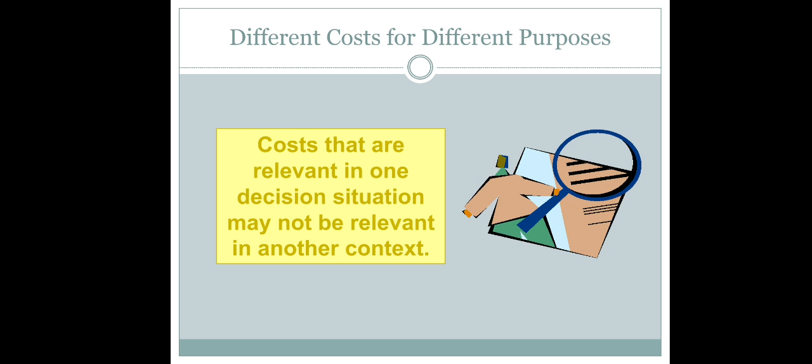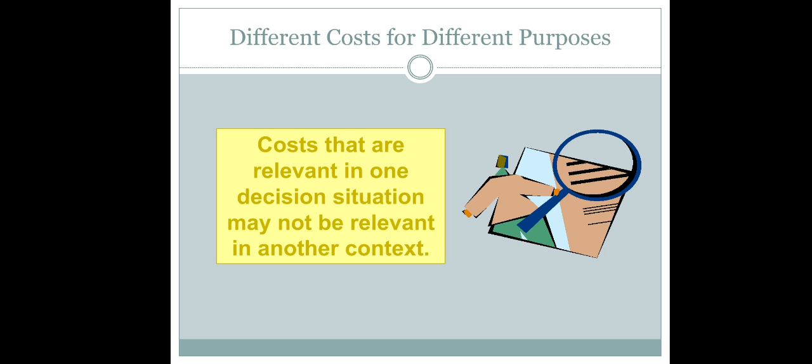Cost A maybe is not relevant anymore. For example, in the previous slide I told you, let's say you have a machine and you want to decide whether to use the machine, sell the machine, or modify the machine. Then I told you the rental cost for your shop is not relevant for that situation. Okay, that is one situation.